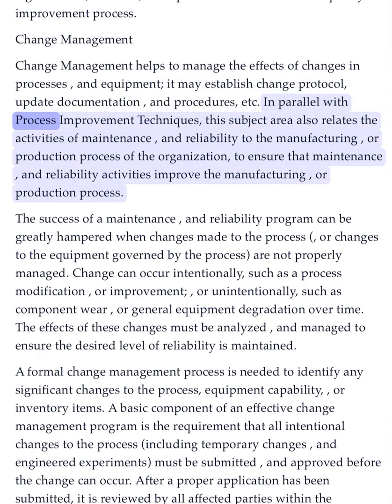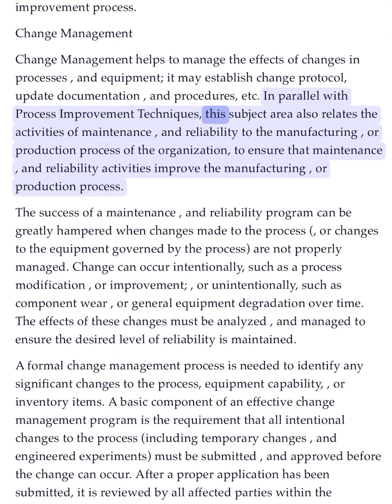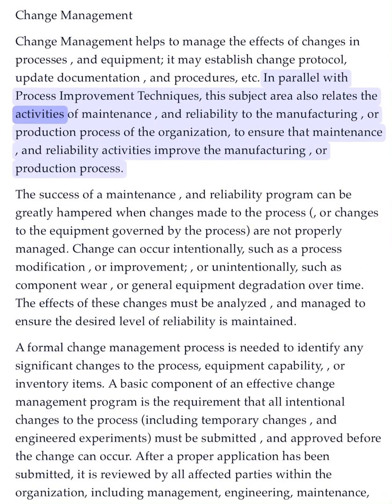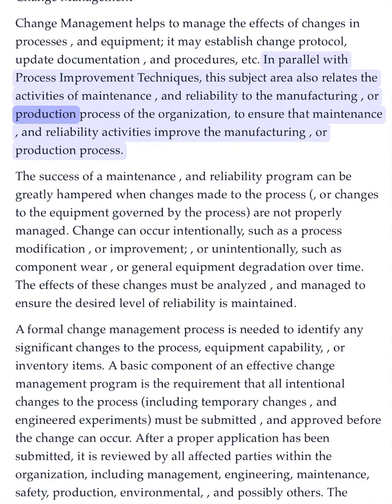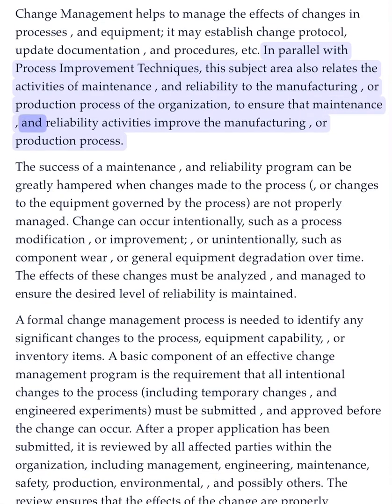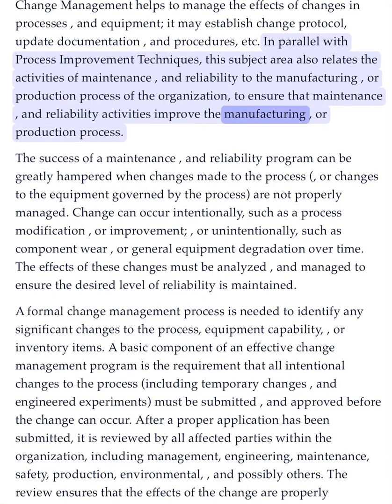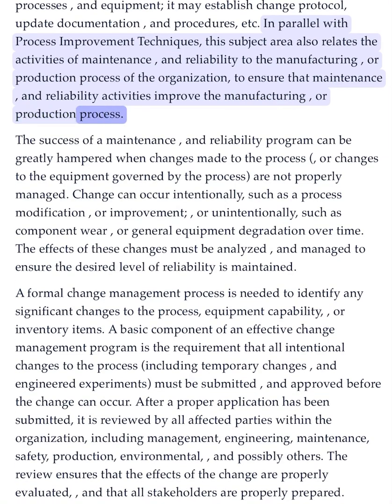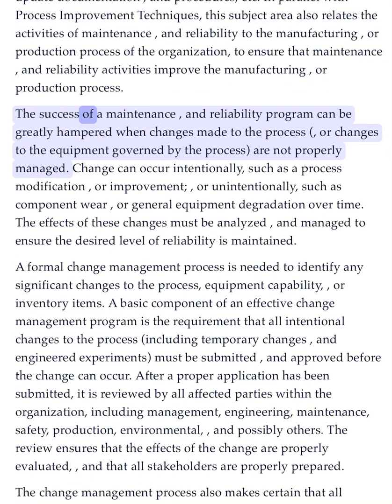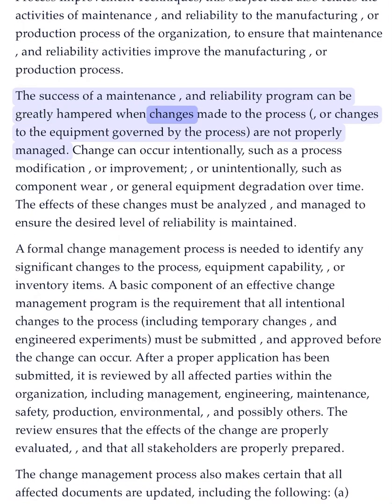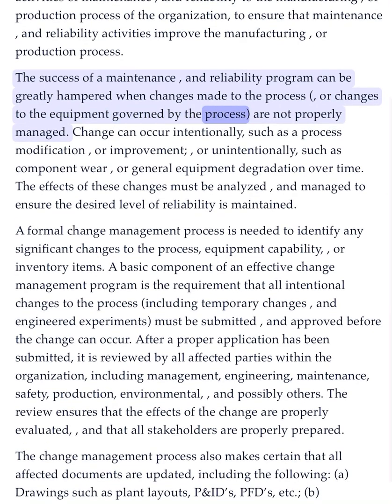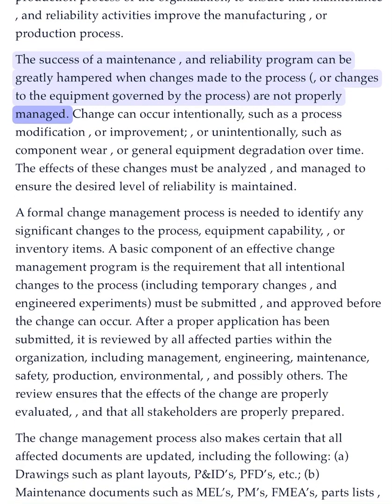In parallel with process improvement techniques, this subject area also relates the activities of maintenance and reliability to the manufacturing or production process of the organization, to ensure that maintenance and reliability activities improve the manufacturing or production process. The success of a maintenance and reliability program can be greatly hampered when changes made to the process, or changes to the equipment governed by the process, are not properly managed.